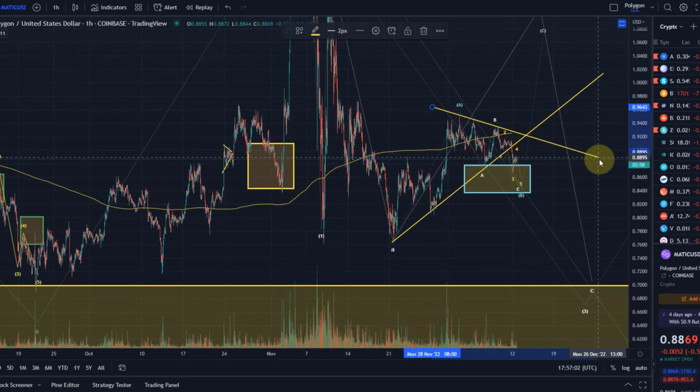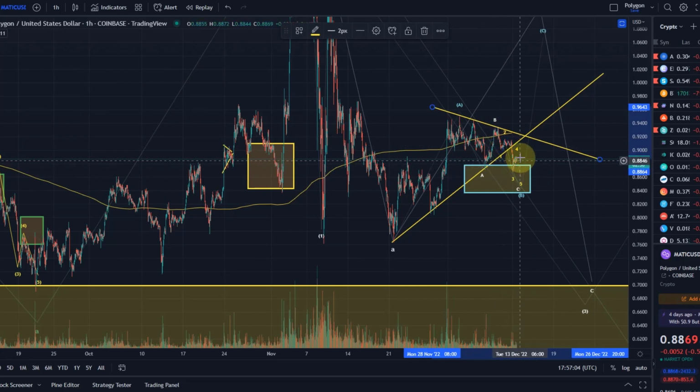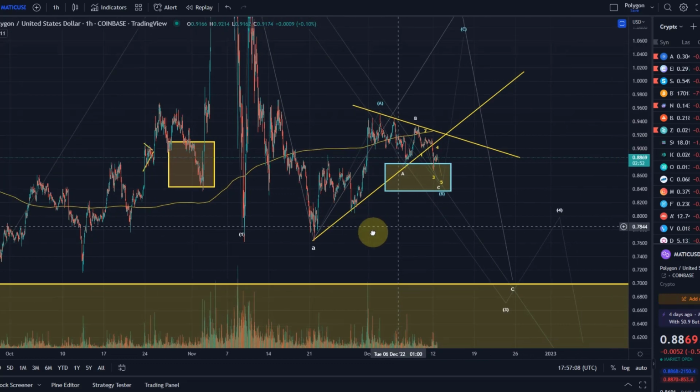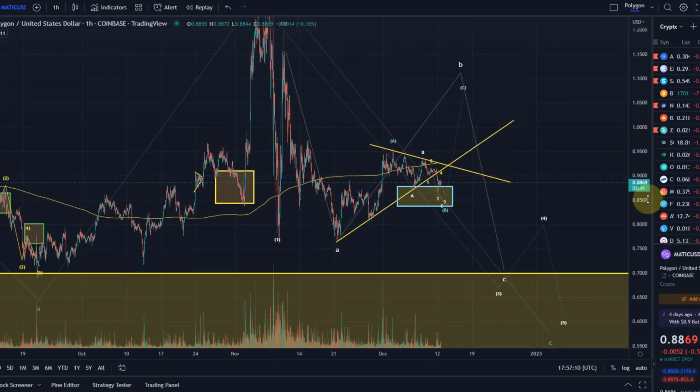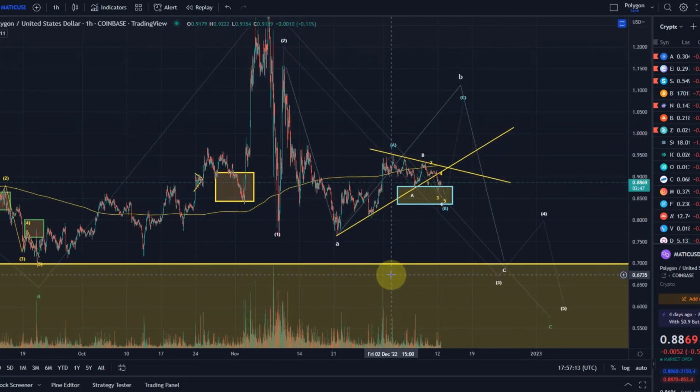You can also extend that trend line down. That might be a very first signal that we're pushing higher if we break above that trend line. But other than that, no change to previous videos really with regards to Polygon MATIC.